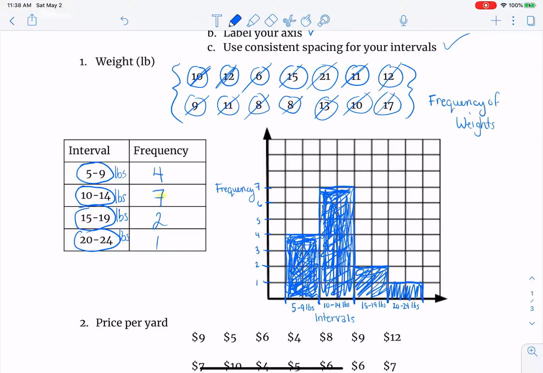So most of the cats have weights that fall in between 10 and 14 pounds. Some of the cats are a little bit lighter with the 5 to 9 pounds, and then some of the cats are heavier. There's only one cat that's 20 to 24 pounds, so that's a pretty fat cat.